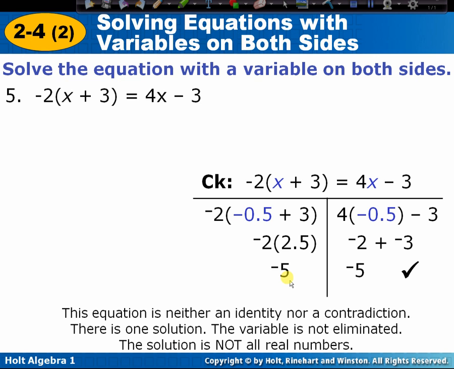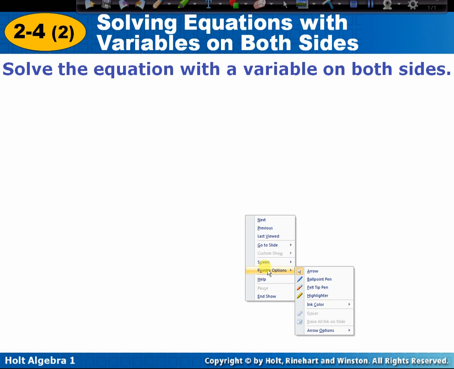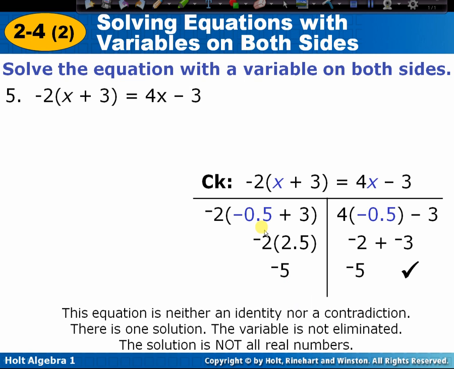Both sides give you -5. It does check. It is true. This is equal. It is a true statement. Those are equal, so the solution does check out. X is indeed equal to -0.5.